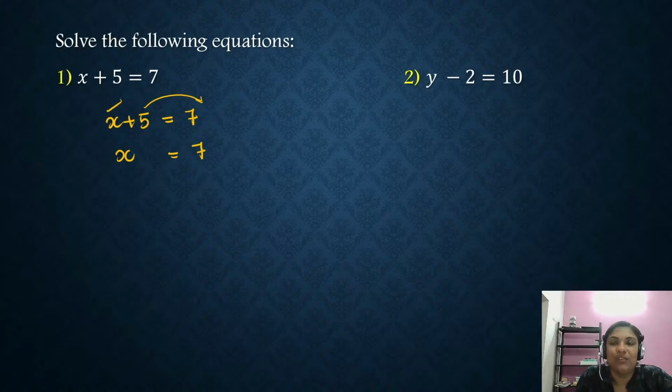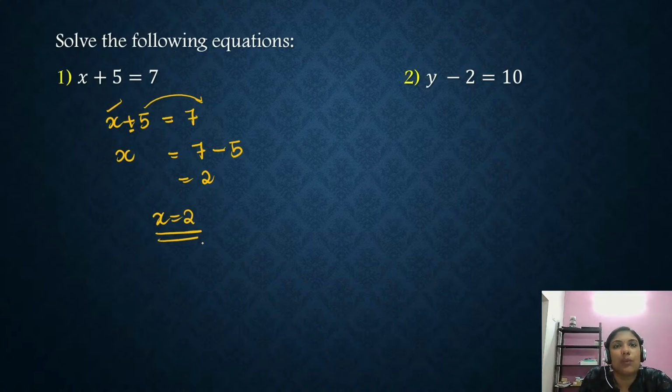Okay. So inverse operation is like this. Whenever you move a number or a term across the equal to sign, then that operation changes. Here plus is present, right? So when 5 moves to RHS, it will become minus 5. So 7 minus 5 is 2. See, simple, right? Solution of the equation is x equal to 2.